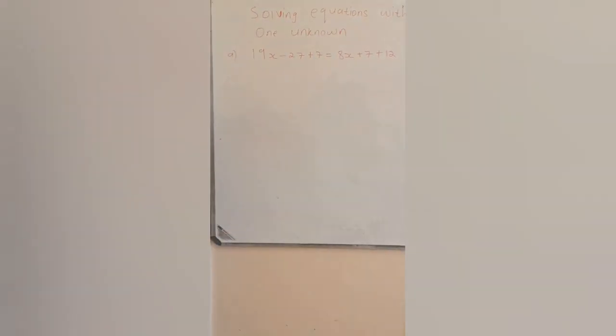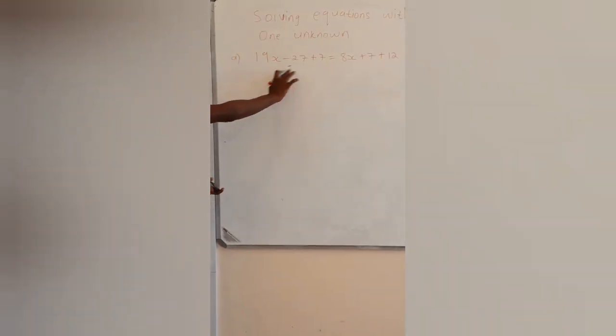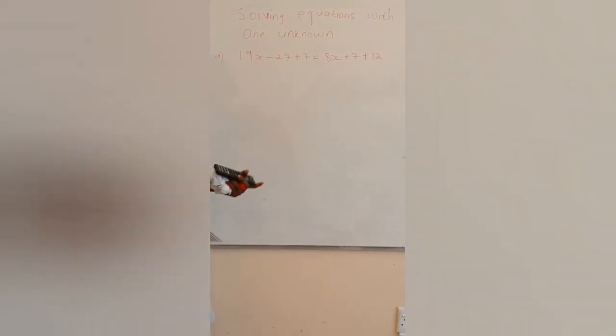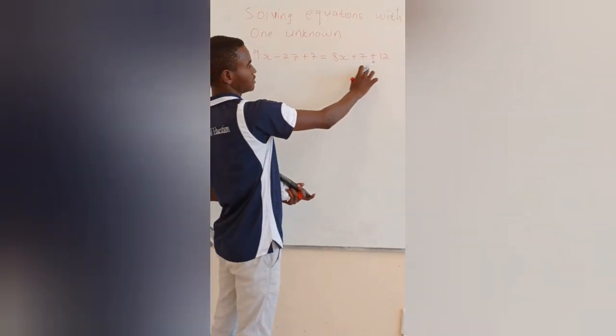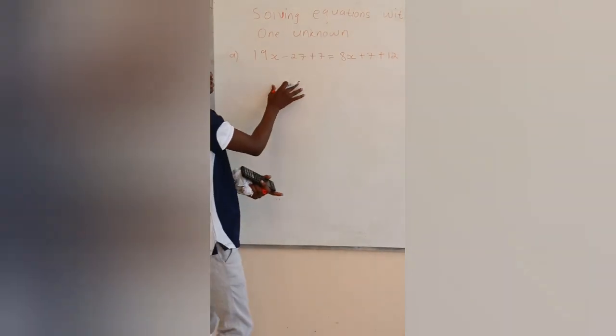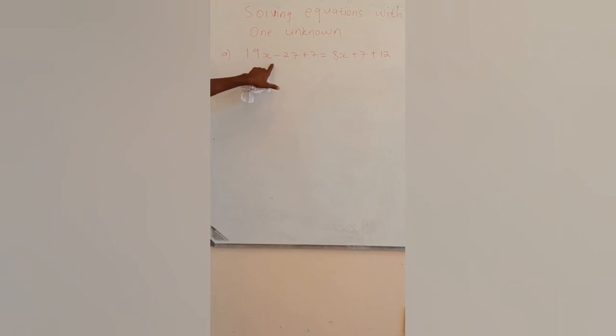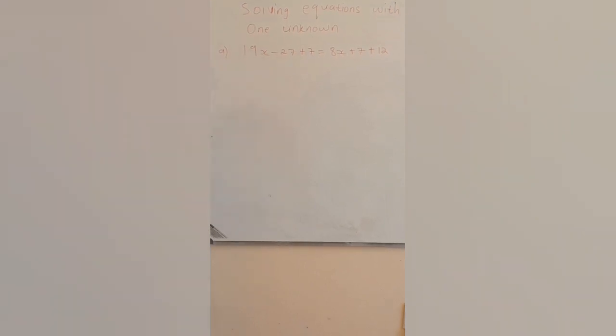Let's look at A. We have 19x minus 7 plus 7 is equal to 8x plus 7 plus 12. So we are given this equation. We have the left hand side and the right hand side. So we have to do everything so that we can get x solved.